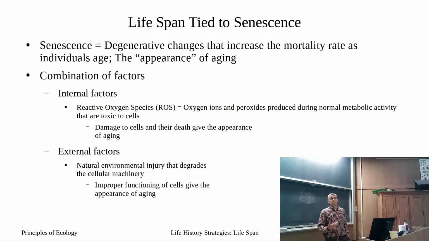So what are these factors that cause the damage to the cells? Well, the internal factors, one of the primary ones, are reactive oxygen species, ROSs. These are the oxygen ions, the peroxides that are produced during normal metabolic activity. These are toxic to the cells, and they will damage cellular machinery. And once the cellular machinery is damaged, the cells can't repair themselves, they die, and that ultimately leads to the appearance of aging.